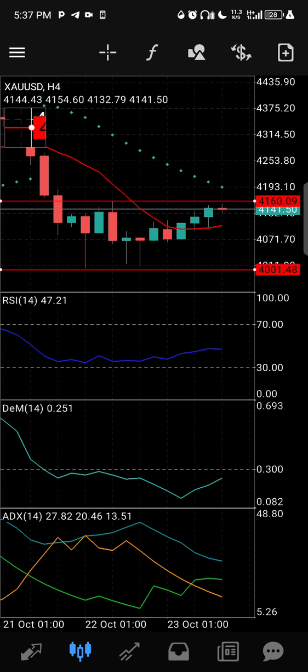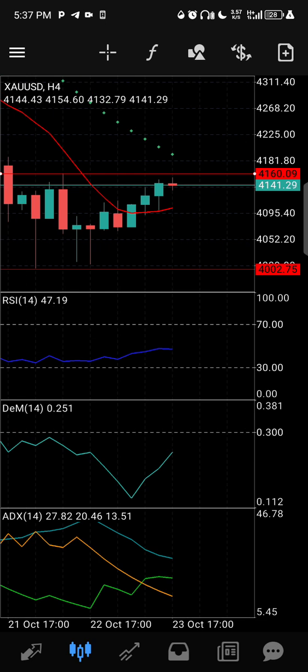Supposed to be here. So if another candle now comes out, which I believe that is going, as you can see, it will soon break this resistance, and the resistance will become a support.